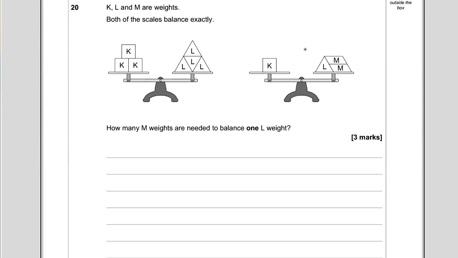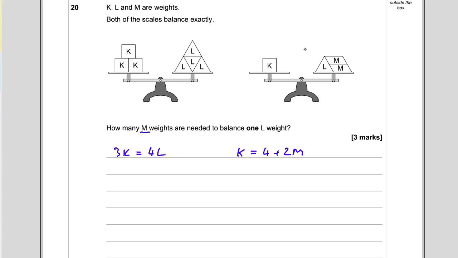Question 20. K, L, and M are weights. Both of the scales are exactly balanced. How many M weights are needed to balance 1 L weight? Right, so let's view this then. We've got 3K is equal to 4L. And then we've got K is equal to L plus 2M.